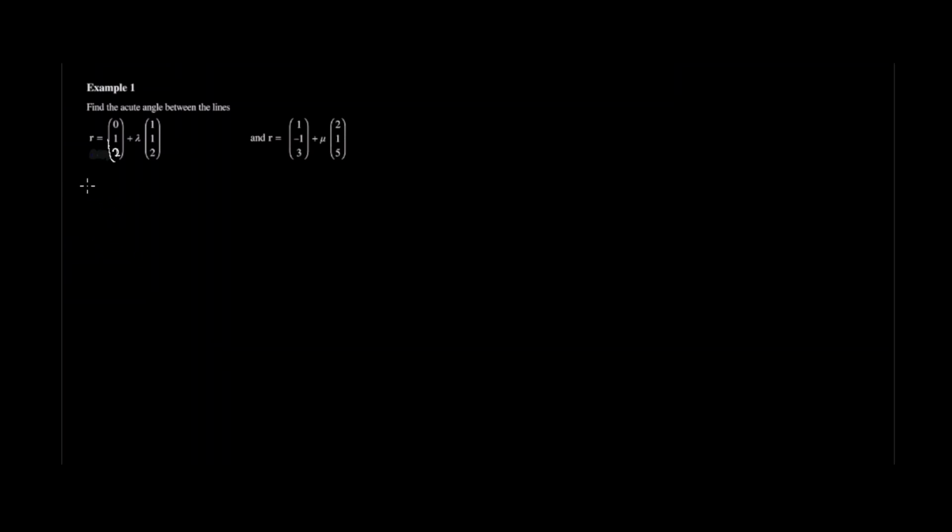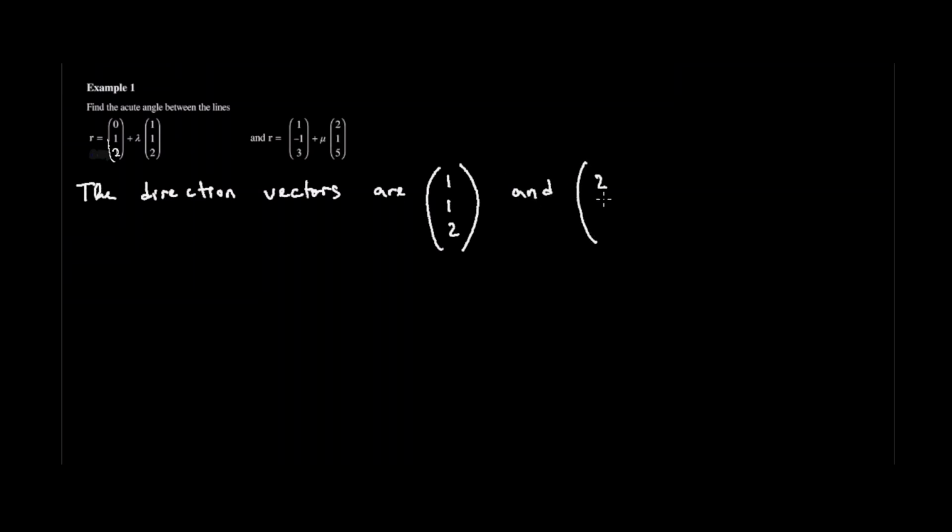So we can start here with the direction vectors. What are the direction vectors? For the first line, the direction vector is (1, 1, 2), as you can see, and for the second line, the direction vector is (2, 1, 5), and it comes like that.